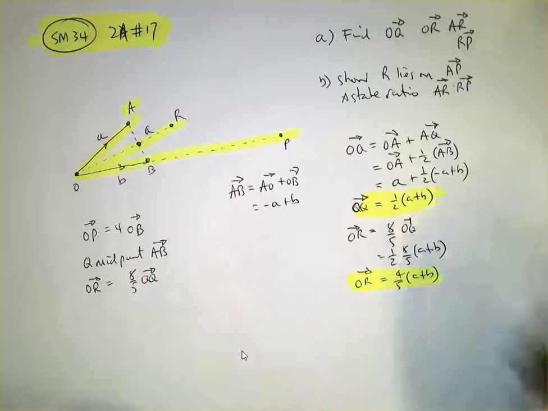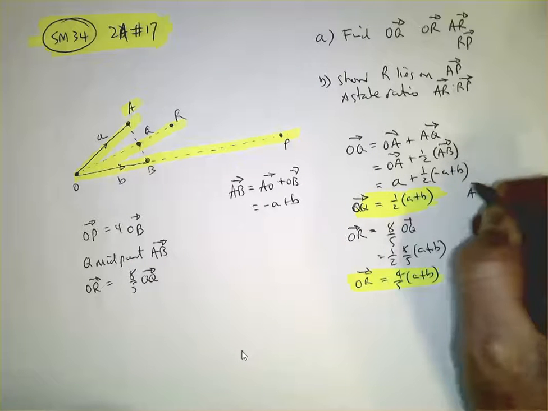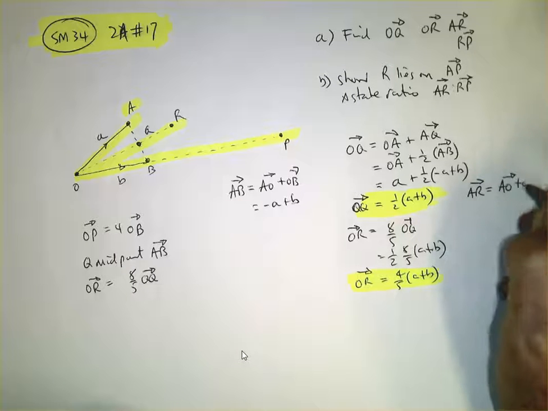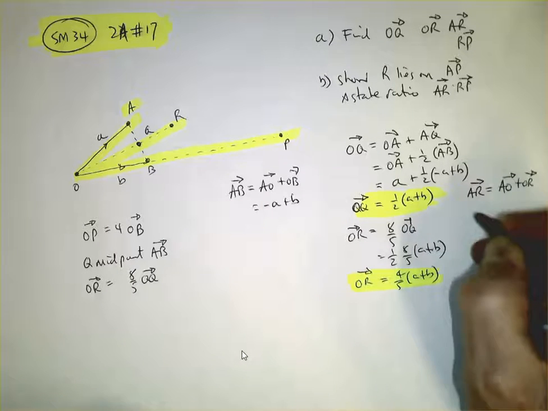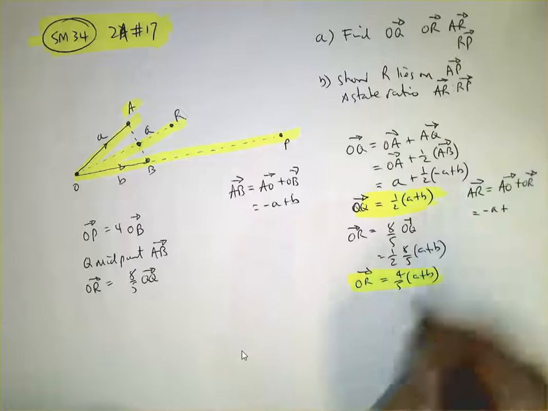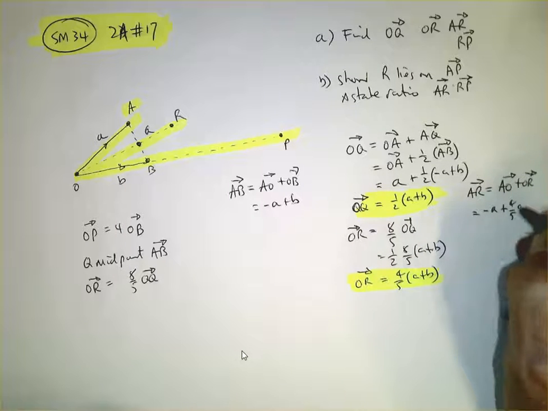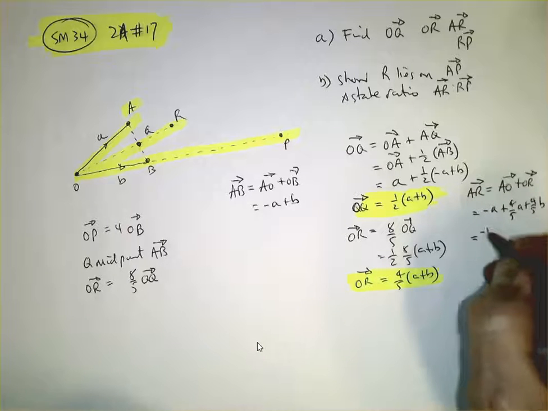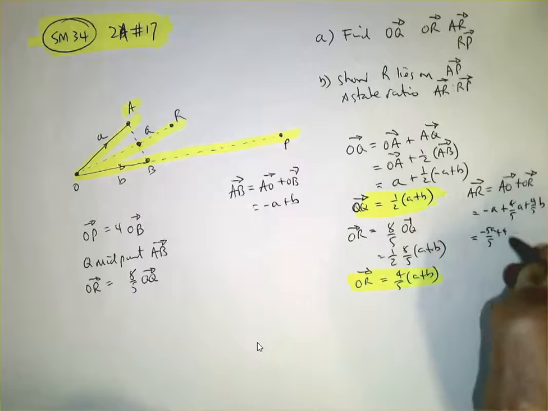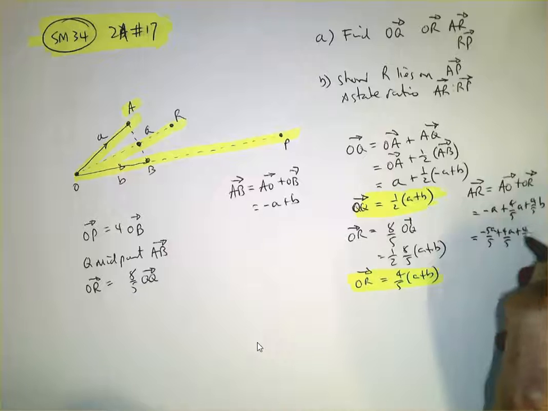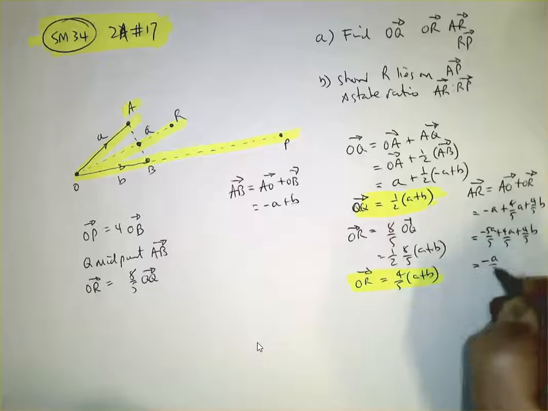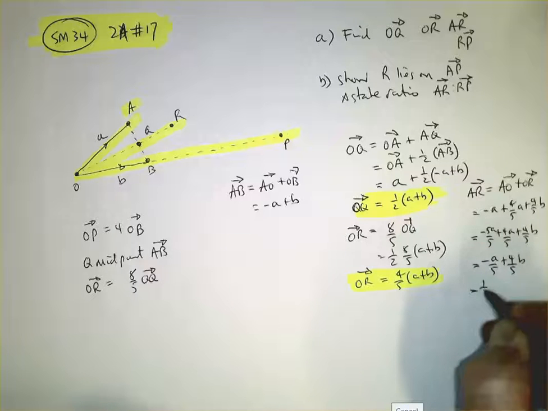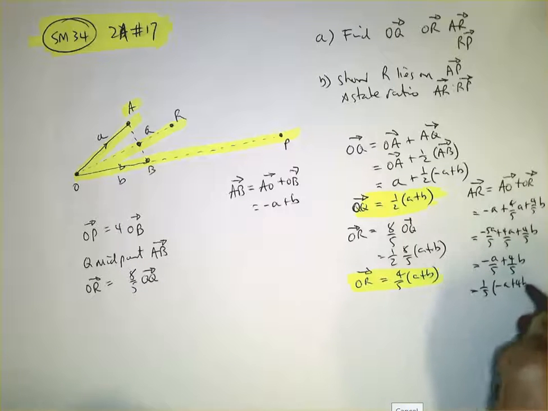What do I want? A to R. So A to R is going to be A to O plus O to R, which is going to be minus A plus O to R, 4/5 A plus 4/5 B. So it's going to be minus 5A on 5 plus 4A on 5 plus 4 on 5 B. So minus A on 5 plus 4 on 5 B, or 1/5 of minus A plus 4B.